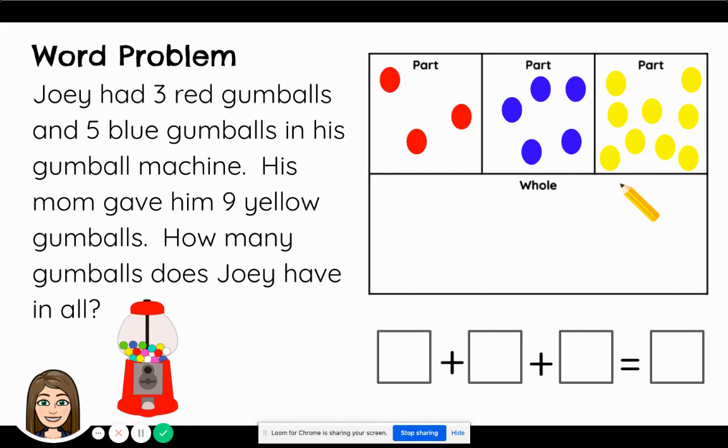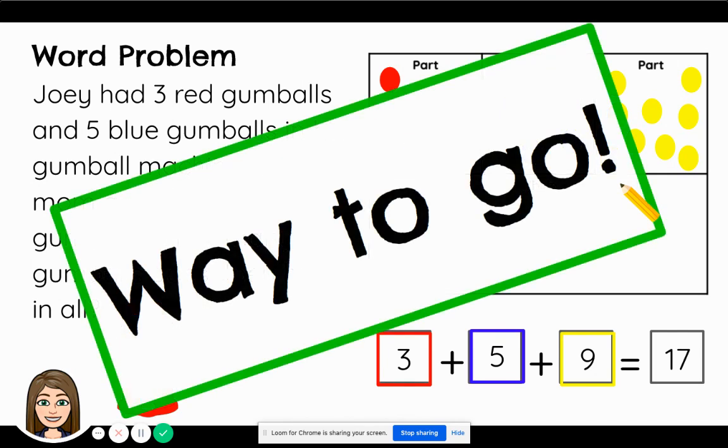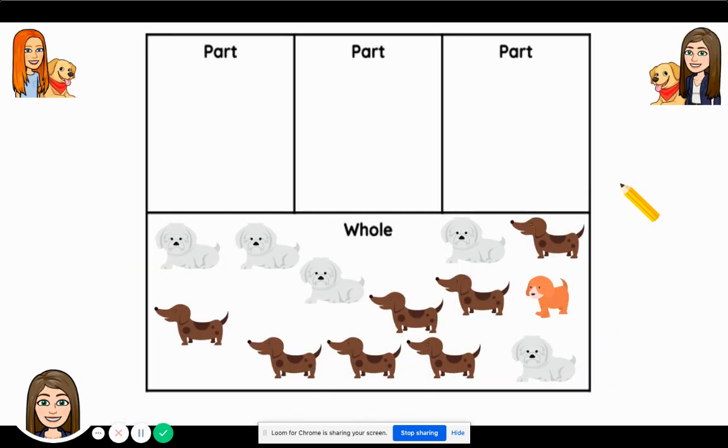If you said 3 plus 5 plus 9 equals 17, you are correct. Way to go, first graders. Let's solve another word problem together. There were 7 brown dogs at the park. A dog walker came with 5 white dogs and 1 orange dog. How many dogs were at the park? Turn and tell someone at home how you would solve this problem.